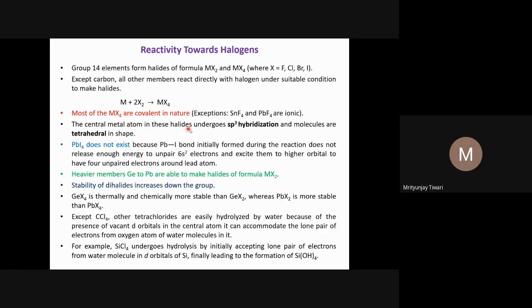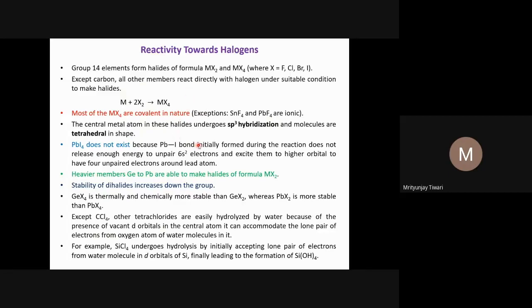are covalent in nature. The reasons I have also explained earlier: the ionization potential, and Fajan's rule. The exceptions are SnF4 and PbF4, which are ionic in nature. According to Fajan's rule, Sn4+ with fluoride, the smallest anion, is difficult to polarize because the anion is very small in size, so SnF4 and PbF4 are ionic. Other than that, MX4 compounds are mostly covalent.